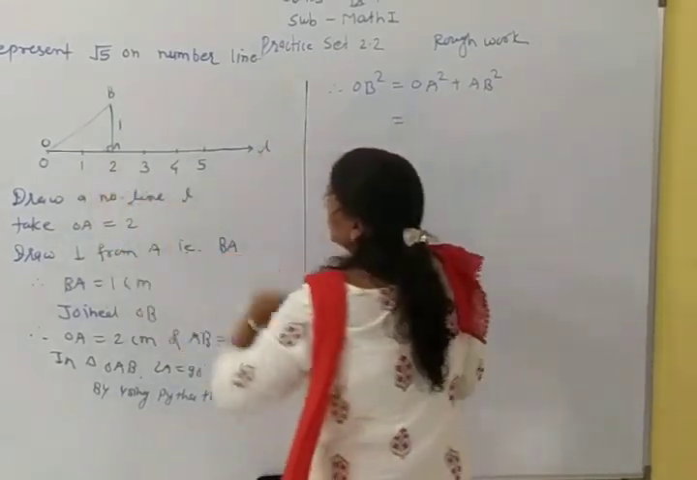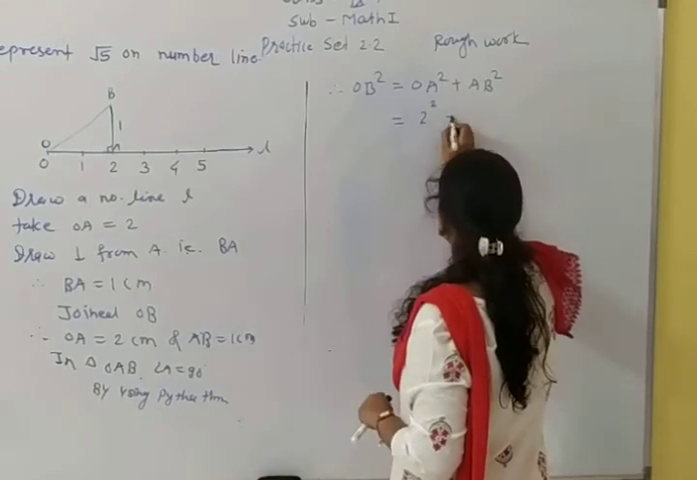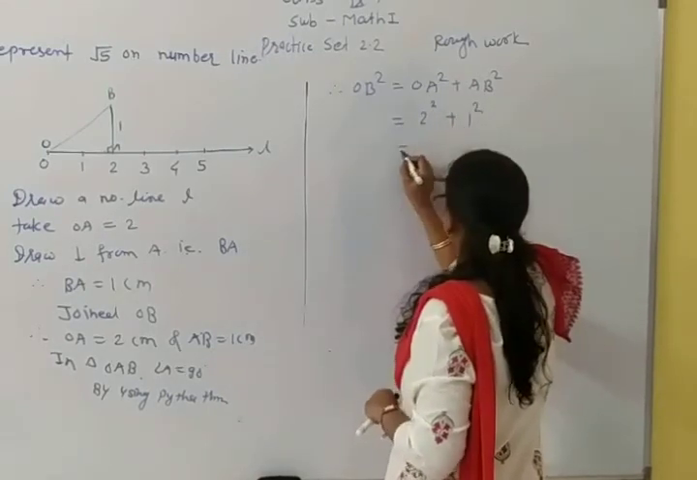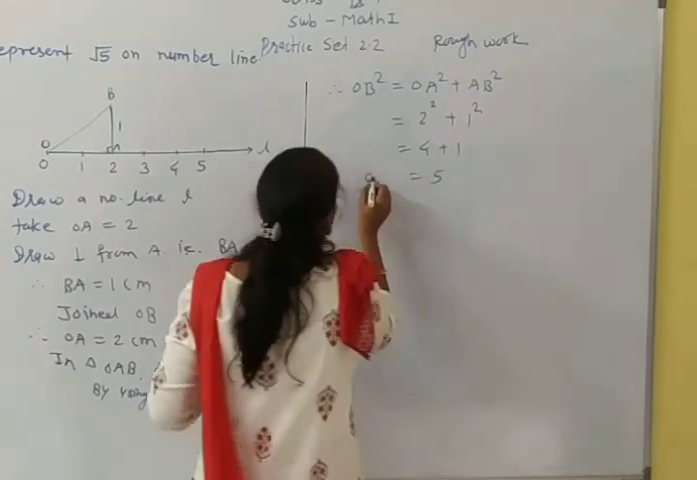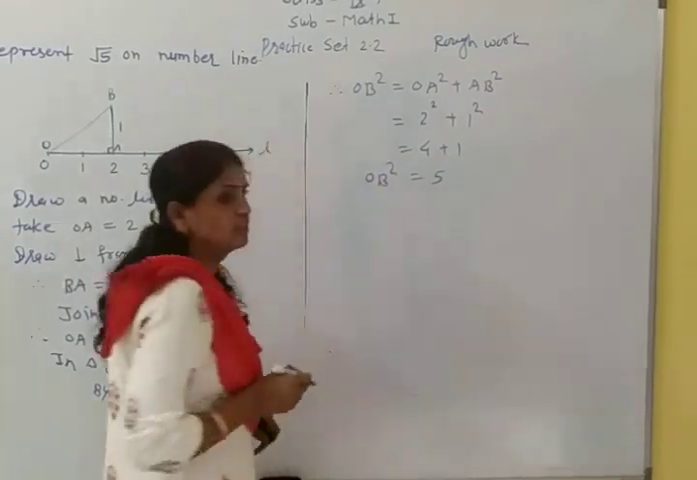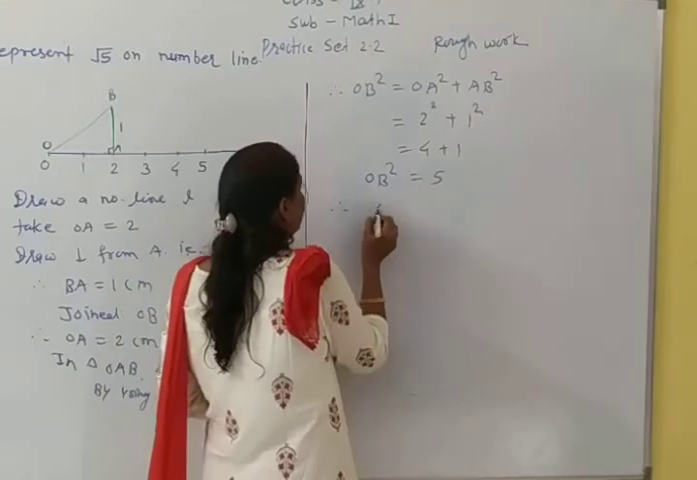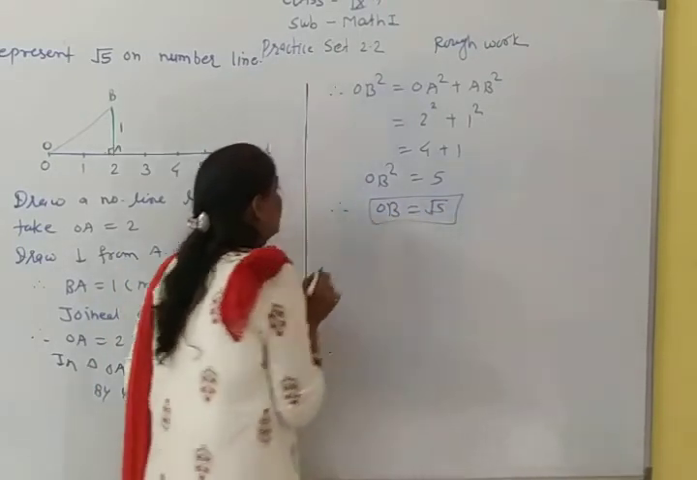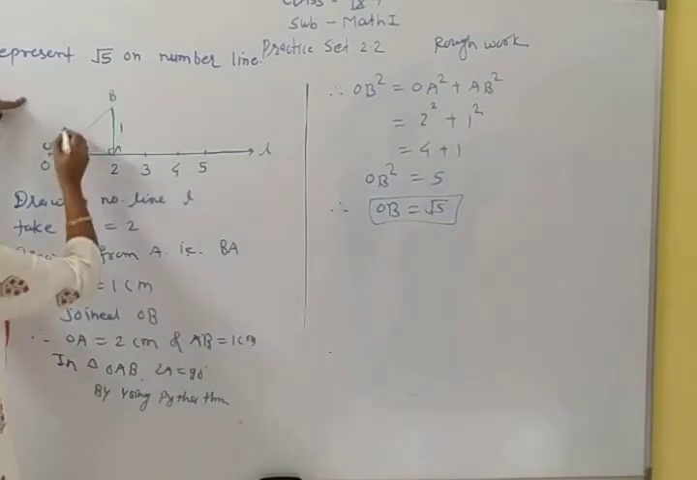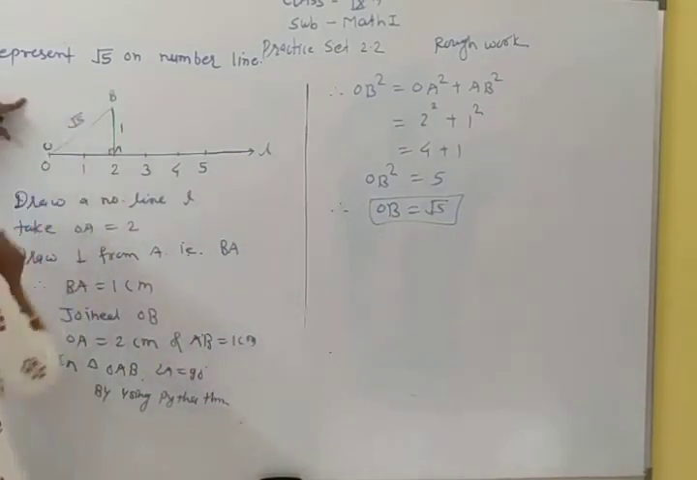OA is 2 centimeter, 2 square, and AB is 1 square. 2 square is 4 plus 1 equal to 5. Means OB square equal to 5. Then taking square root on both sides, therefore OB equal to root 5. Here OB equal to root 5.